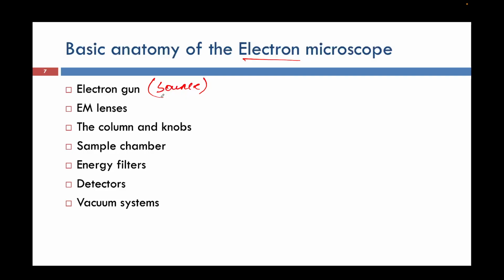Then after the gun we use electromagnetic lenses. Why do we use electromagnetic lenses, not optical or glass lenses? Because of the penetration power of our electrons, right? And then come the column and knobs. Inside this column the vacuum is maintained. The column contains the electron gun, electromagnetic lenses, and the sample chamber where the sample is inserted, with a specific sample holder.